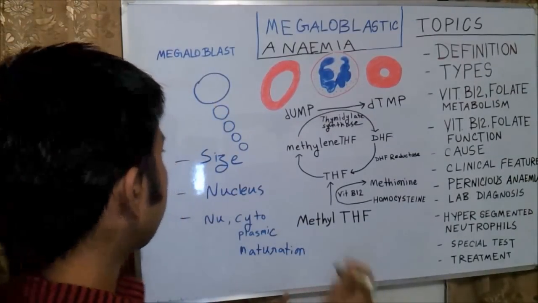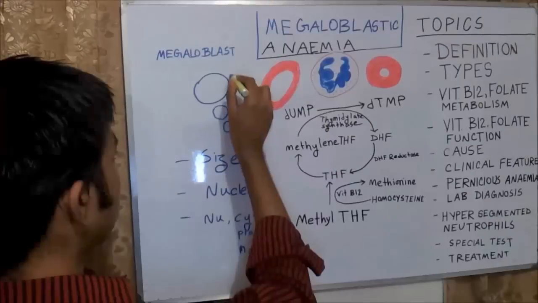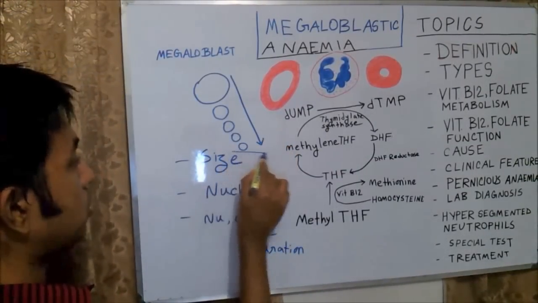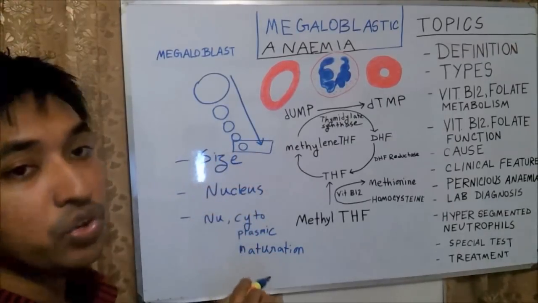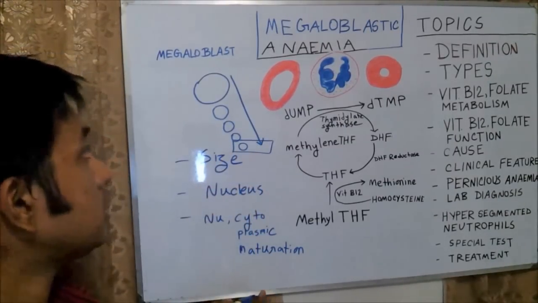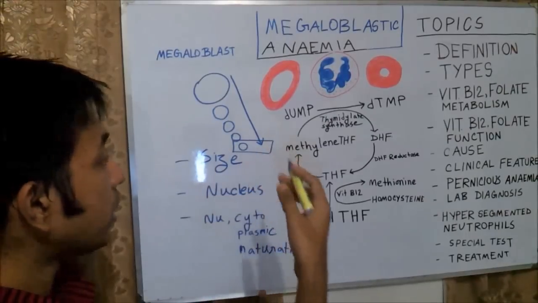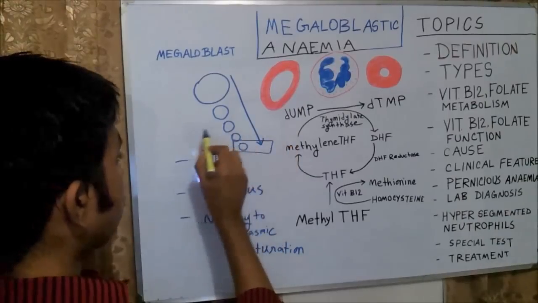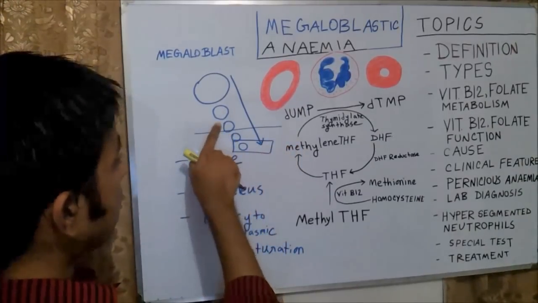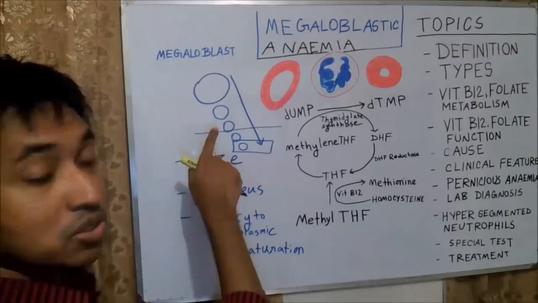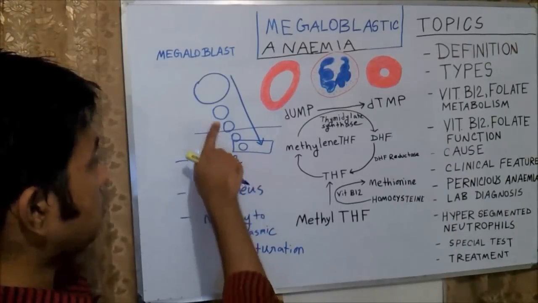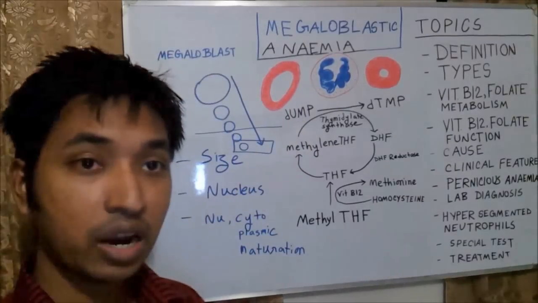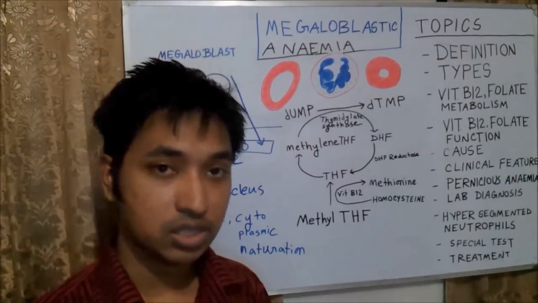So for example, in this picture, if everything was normal, say we would have gotten up to this size. But since now we have vitamin B12 and folate deficiency, we cannot divide further. So the cell division may arrest here, and look at the size of this cell compared to the size of this cell. This one is larger, you know? So that is the basis of finding larger cells in megaloblastic anemia.